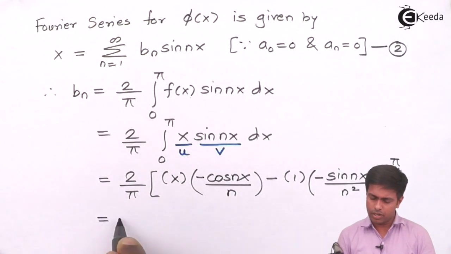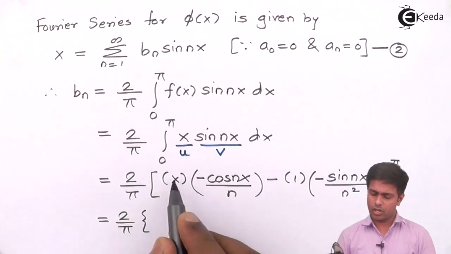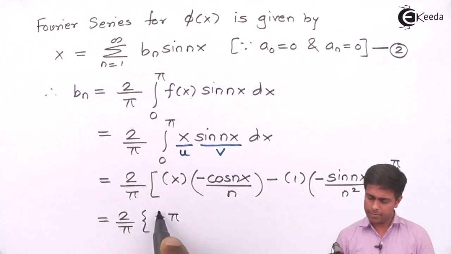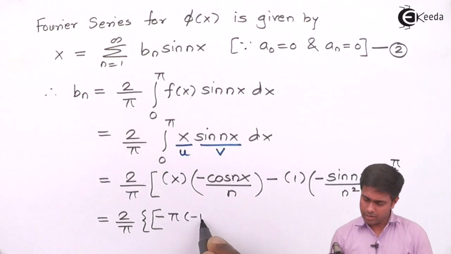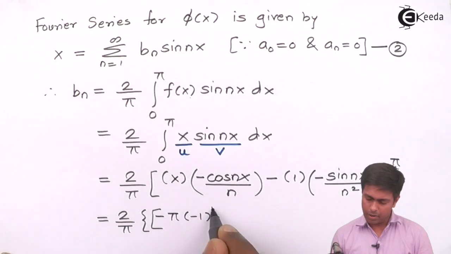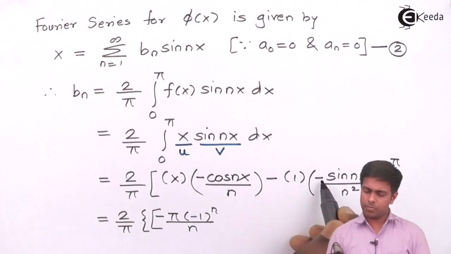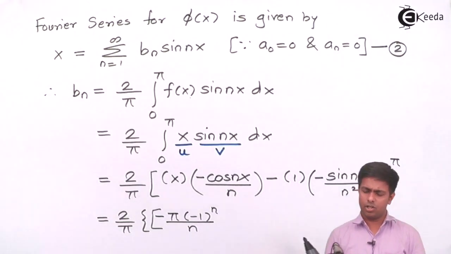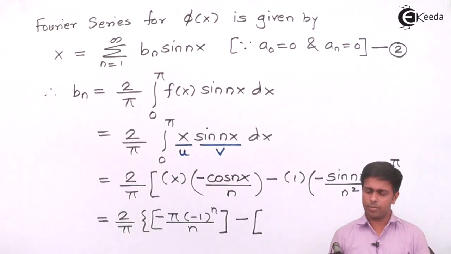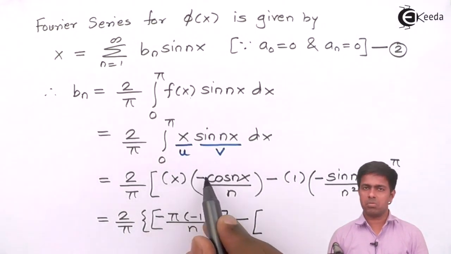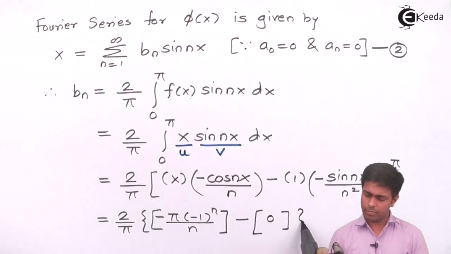So let's substitute the limit. So 2 by pi as it is, the upper limit is pi, so here we will get negative pi cos of n pi, that is minus 1 to the power n, whole upon n. Next minus minus plus and sin n pi, which is 0, so no need to write. Next middle sign minus, let's put the lower limit, that is 0, so 0 into cos is 0 and sin 0 is also 0, so we'll get the lower limit as 0.